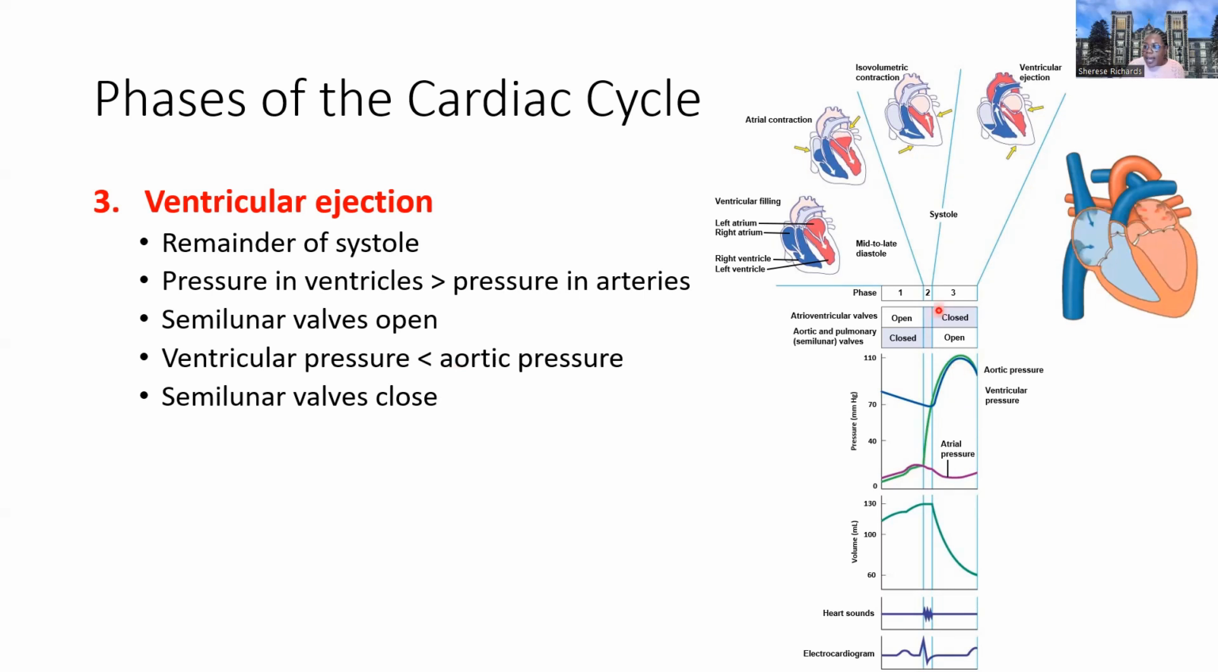Let's look at what this looks like here. Our AV valves are still closed. Our semilunar valves are now open as blood leaves the ventricles. If we look at our pressures, pressure in the aorta is going to start high, but then drop off as blood moves away and distally out into the circulation.